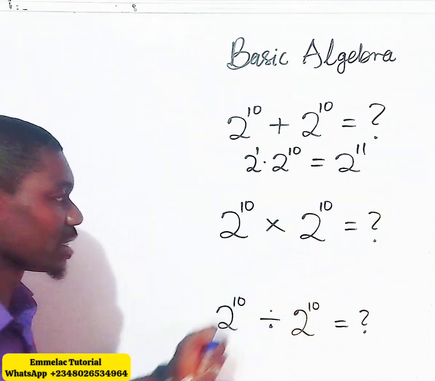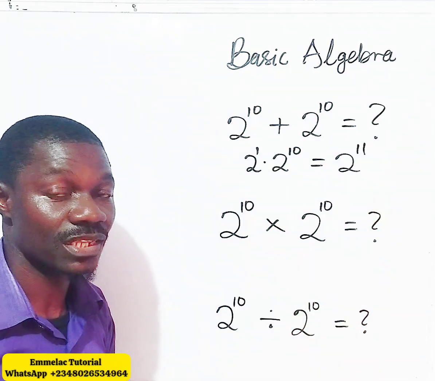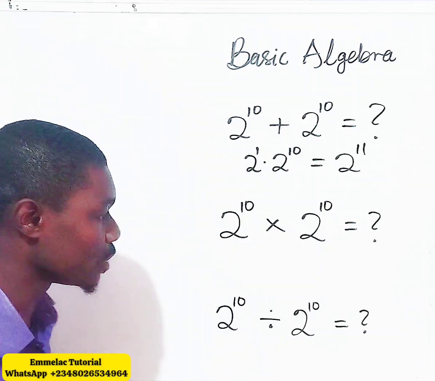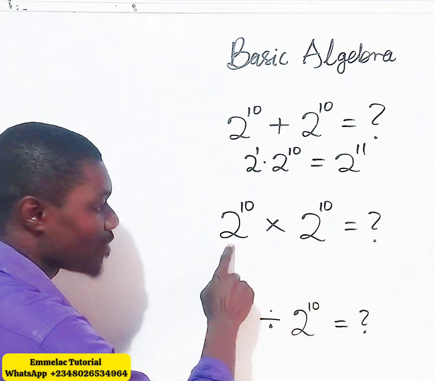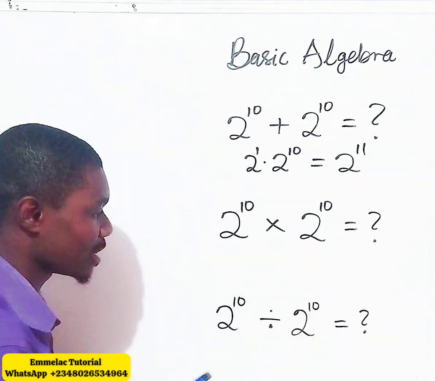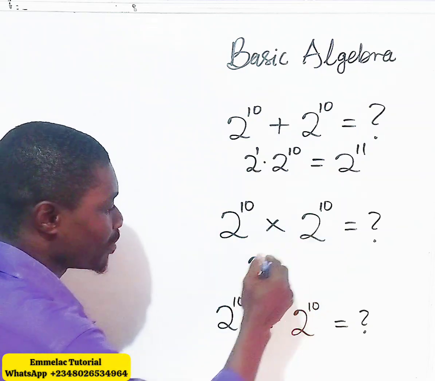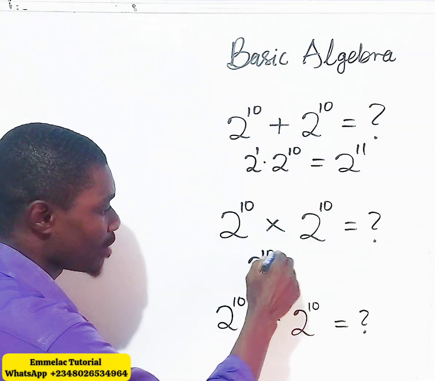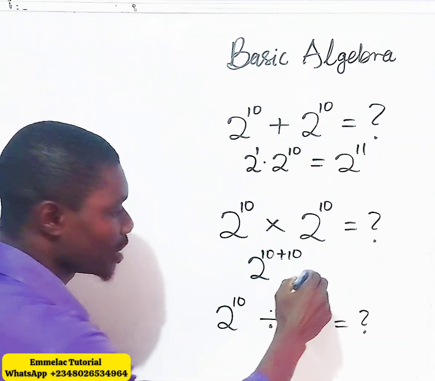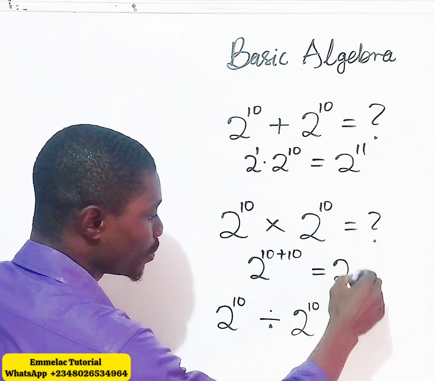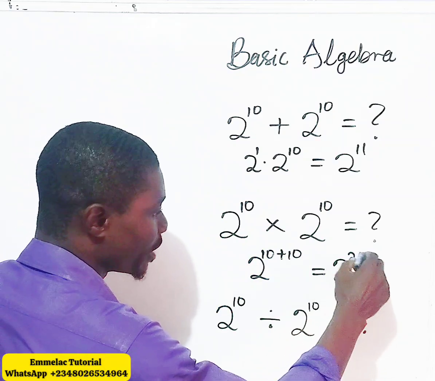Now in this case, the operational sign here is multiplication. What do we do? Since we have the same term and the same base, bring out one of the bases. Now you add the exponent. 10 plus 10, that will give us 20. Our final answer is 2 raised to 20.